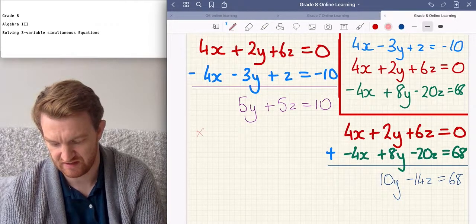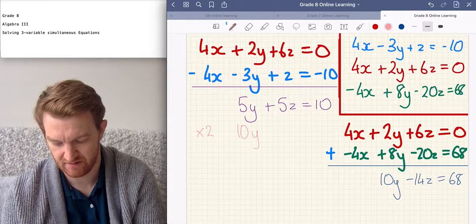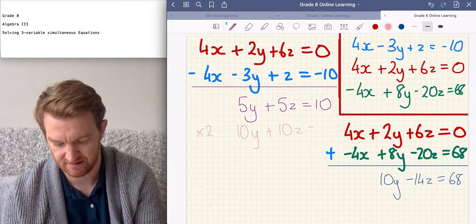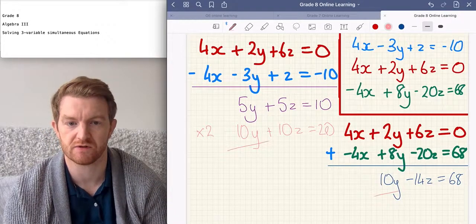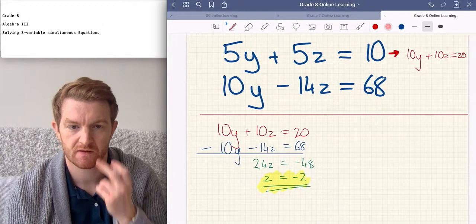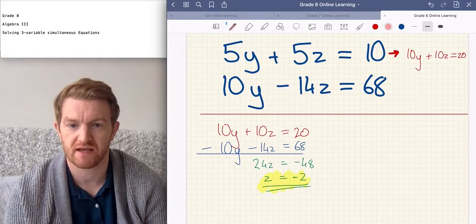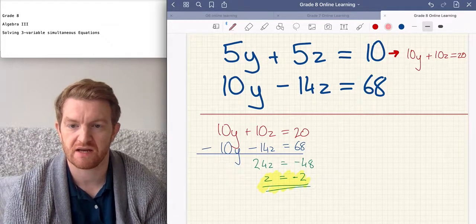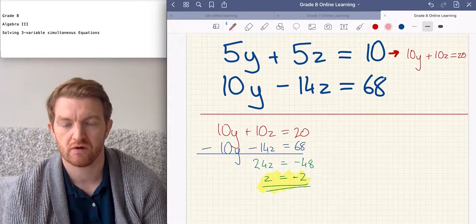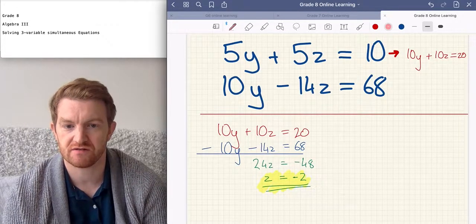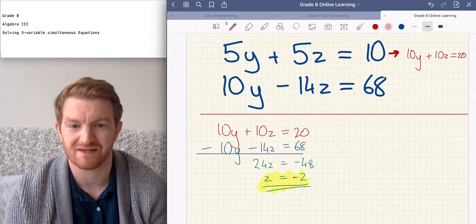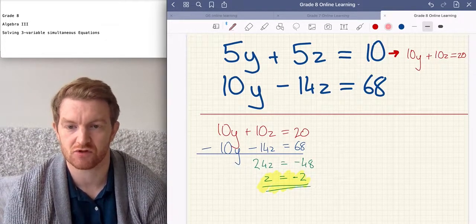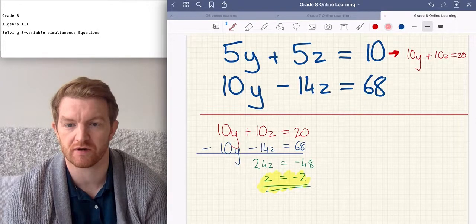We can multiply by 2 to get 10y plus 10z is 20, and then we've got that common 10y, which we can eliminate. So as before, we eliminate, and when we eliminate now, we're going to get down to just one variable. By subtracting the two equations, being careful of our positives and negatives, we now end up with z is -2. So now we have a value for one of the variables.